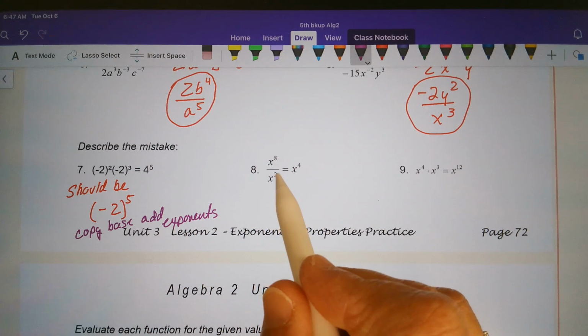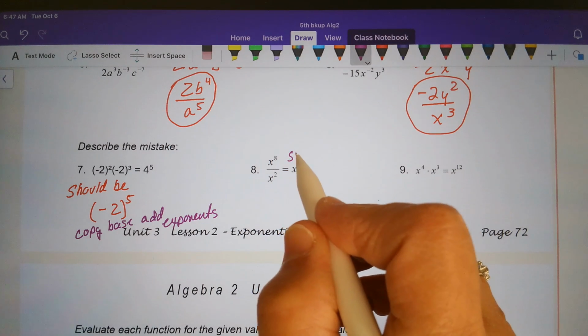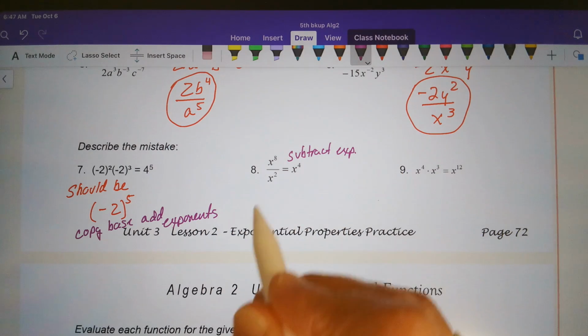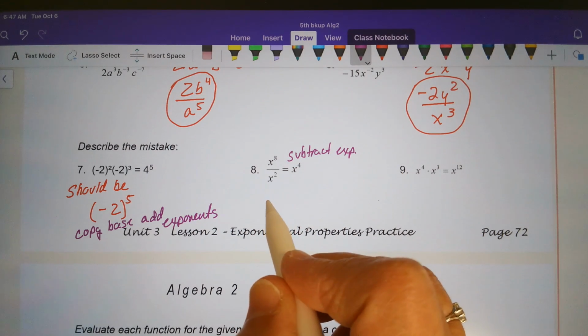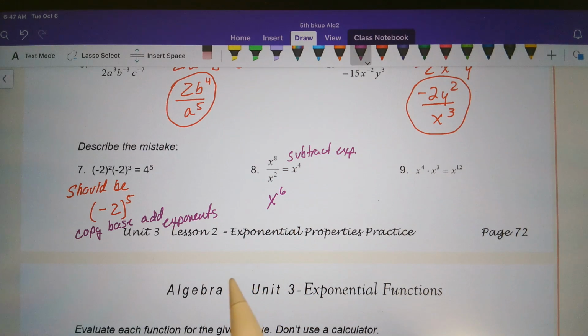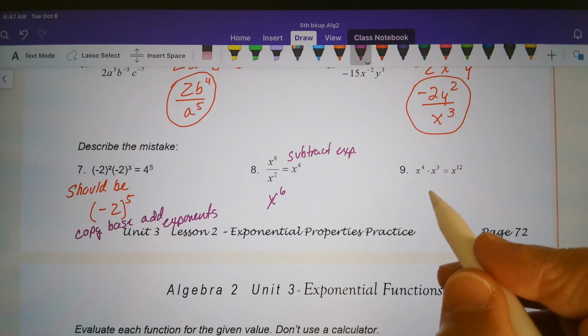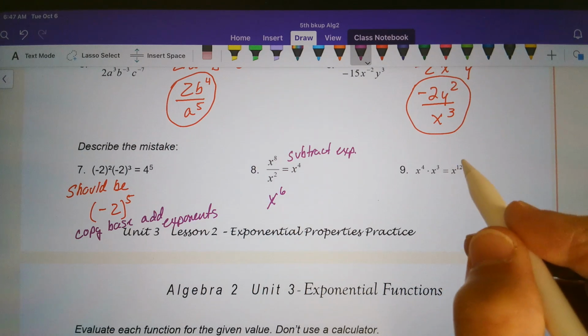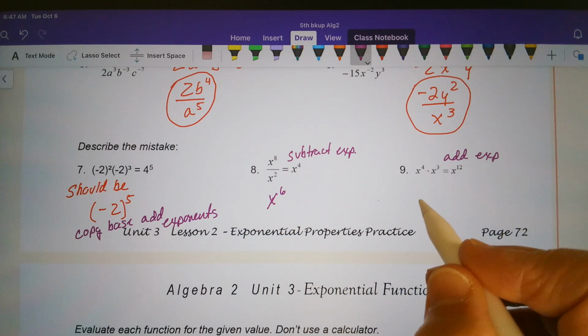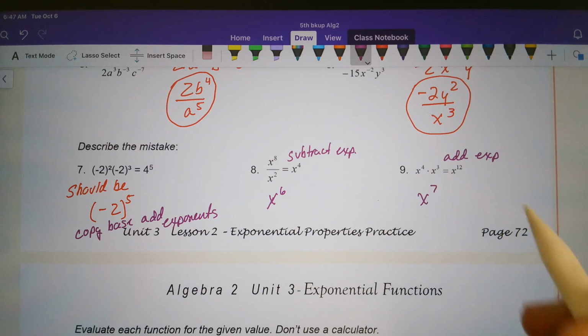Here, when we're dividing, we subtract the exponents. So this should be x to the 6th. And here, when we're multiplying, we add the exponents. This should be x to the 7th.